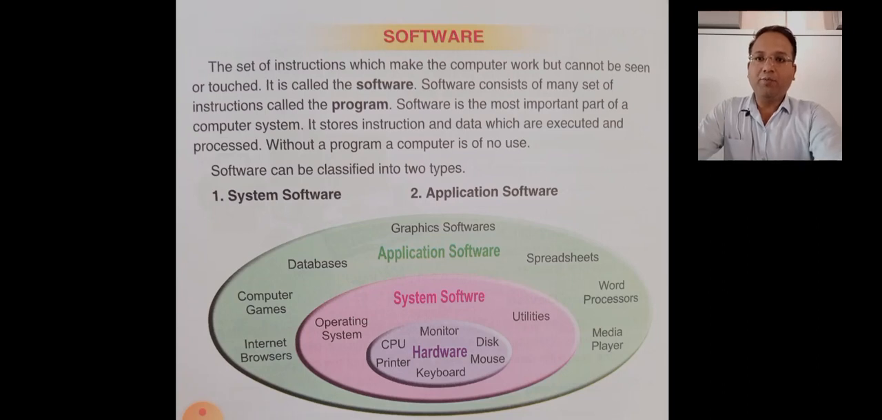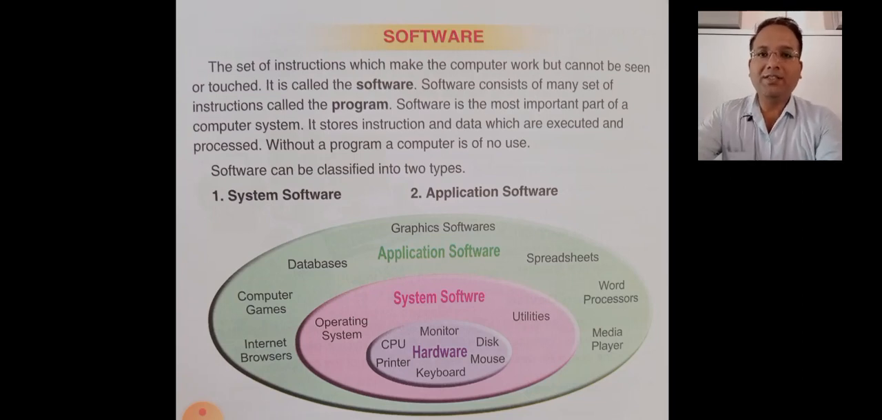Software is the most important part of the computer system. It stores instructions and data which are executed and processed. Without a program, a computer is of no use. So without software, we cannot run the computer. Got it? So the software can be classified into two types: system software and application software.